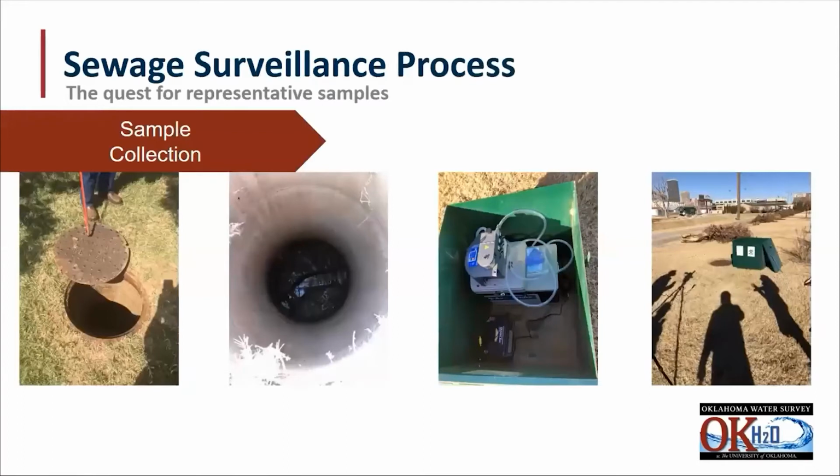So the sewage surveillance process starts here with sample collection, and as mentioned here, this is really a quest for representative samples, and we utilize the Avalanche and now the Blizzard auto samplers a lot when we're out in the field for this purpose, to make sure that we're getting the best sample that we can, because if we don't get a good sample, none of the results are going to mean anything down the road.